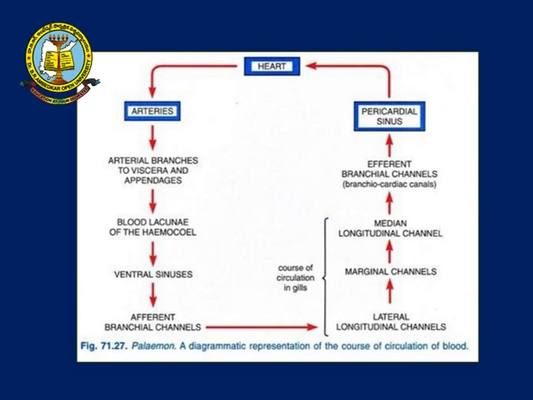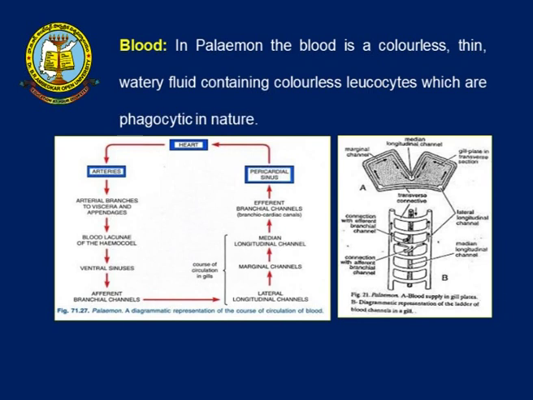From the efferent branchial channel the blood enters the pericardial sinuses. From the pericardial sinuses the blood enters into the heart through the ostia, and again the cycle continues. So, this is how the circulation of the blood occurs. And the blood is colorless in arthropods.